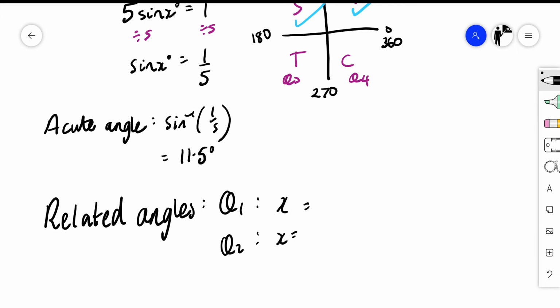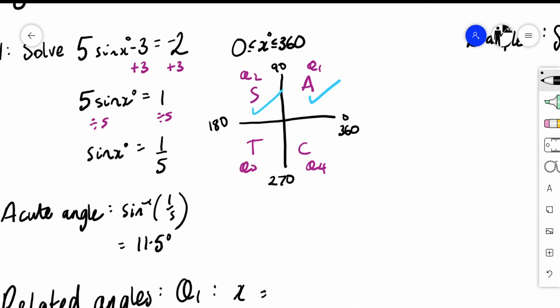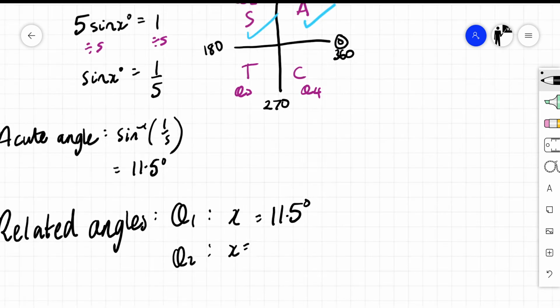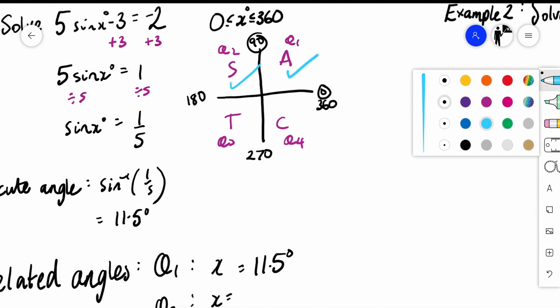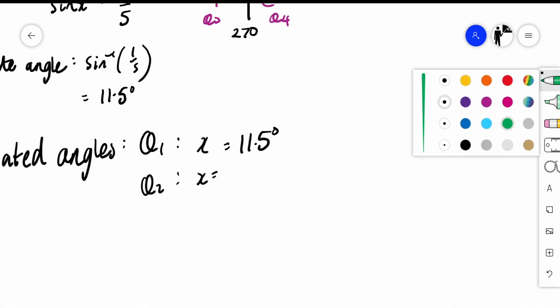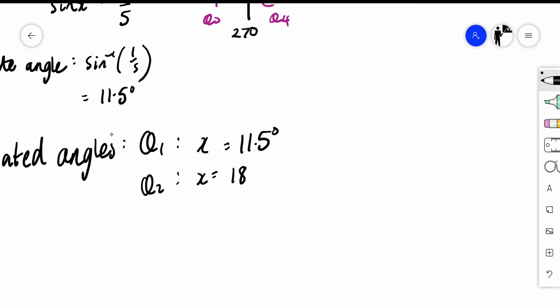In quadrant 1, our answer needs to lie in between 0 and 90. And 11.5 lies between those, so we're happy. In quadrant 2, our angle needs to lie in between 90 and 180. And 11.5 doesn't lie between those. So we're going to work back from 180. We're going to do 180 subtract 11.5. Essentially, I always say we work from the horizontal. When we do that, we're going to get 168.5 degrees.